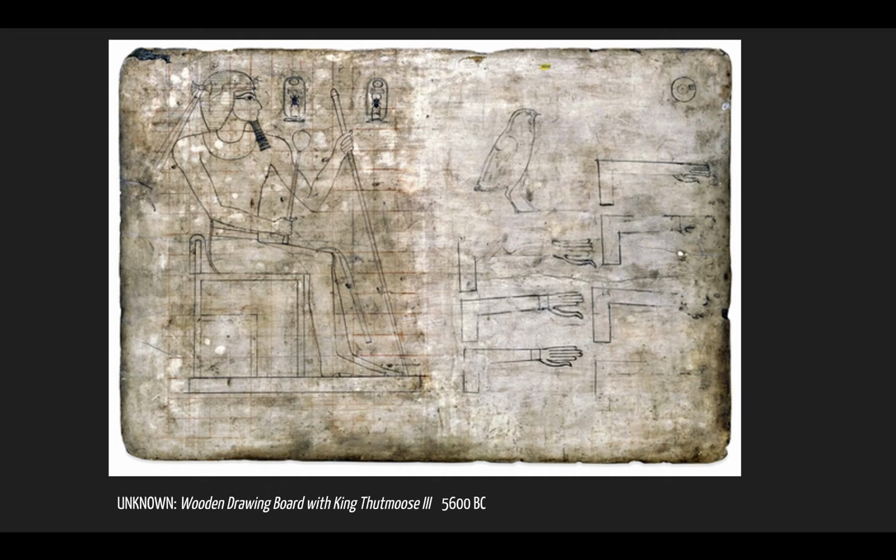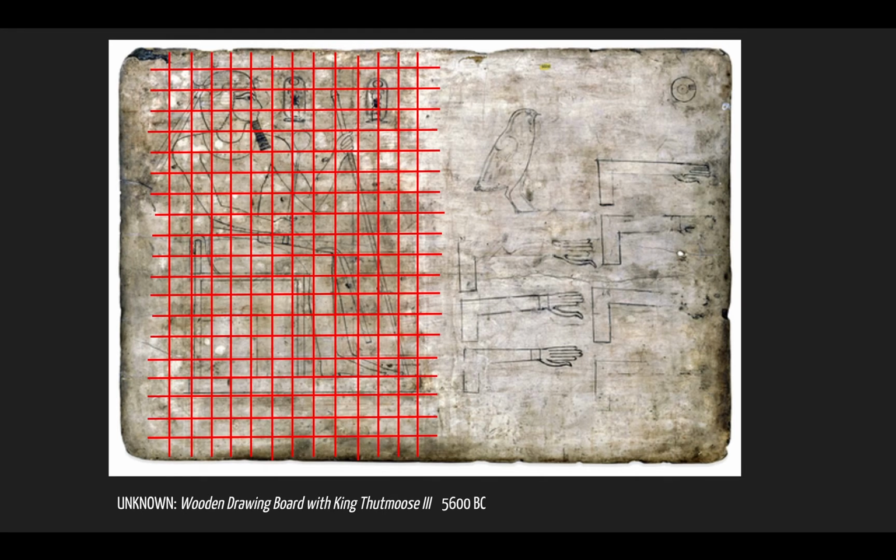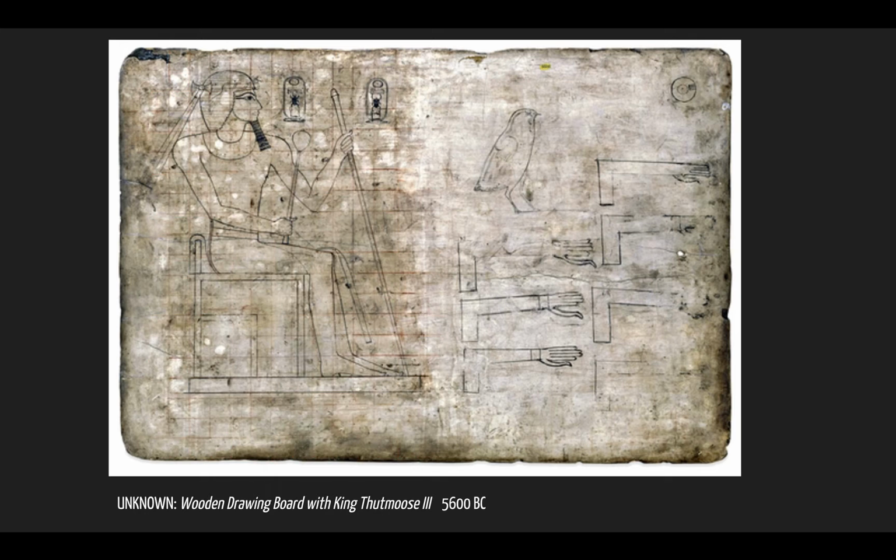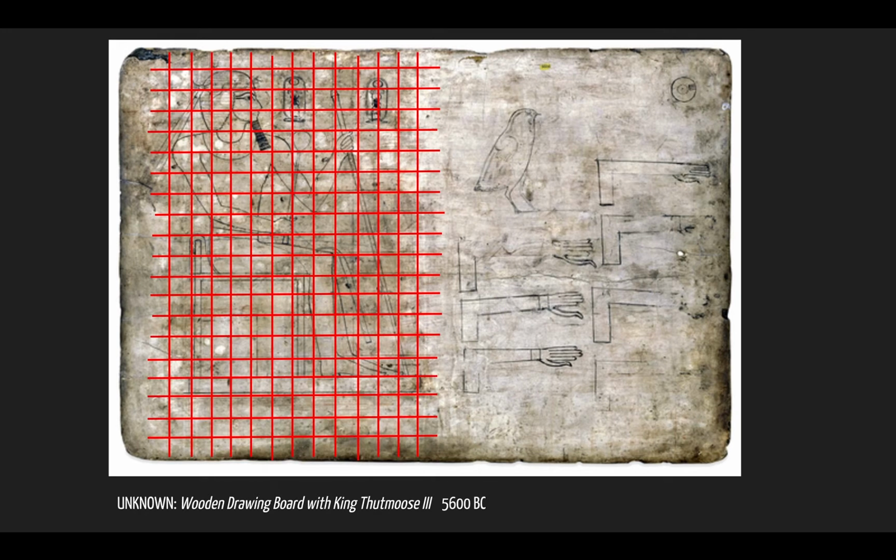The idea of an artist grid goes back thousands of years. So in this example from 5600 BC, this is a drawing board from ancient Egypt, and it's of King Thutmose III. The artist is unknown, but this artist created a sketch, and we can see his figure here, and he's twisting for Egyptian proportions to be just right. But in the background in red, you can see a tiny little grid. And I went over it just so you can visually see where the lines are, so hopefully that helps.